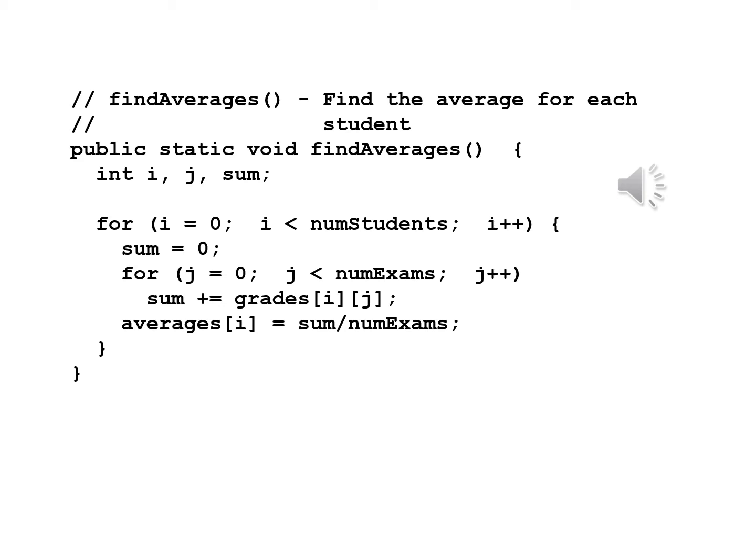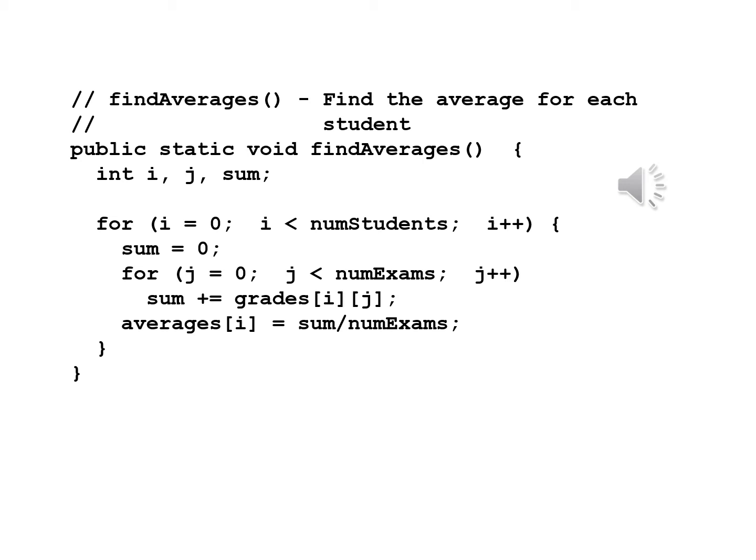findAverages, as the name implies, will find the average for each student. It begins public static void findAverages. And the first thing it does is to declare the 3 variables int i, j, sum. Again, there is a pair of loops, one inside the other. The outer loop again corresponds to each student. For i equals 0, i is less than numStudents, i++.